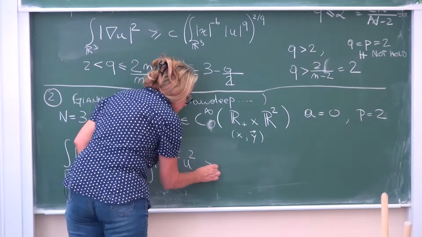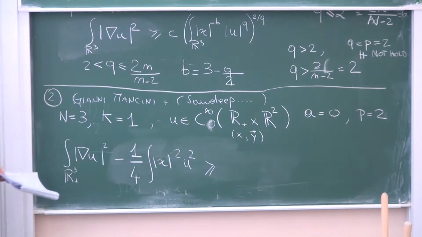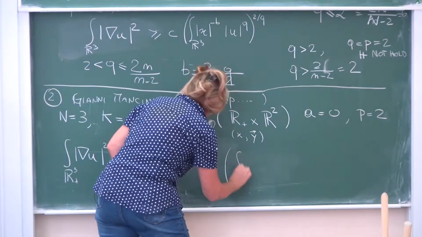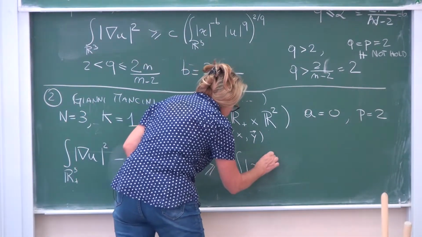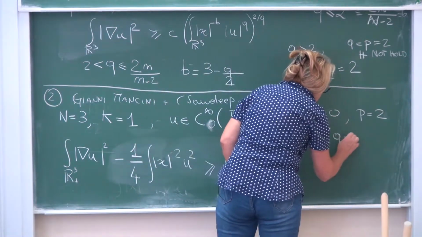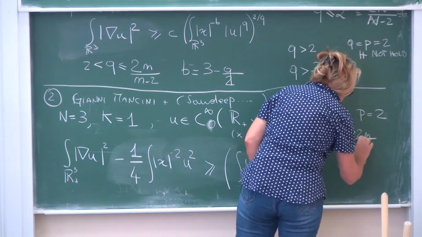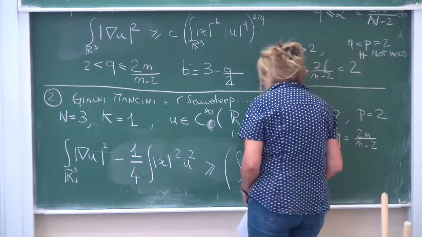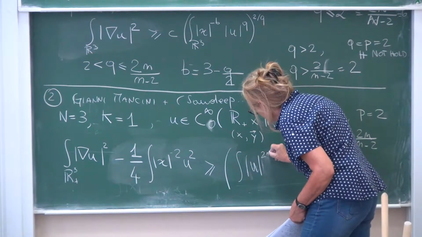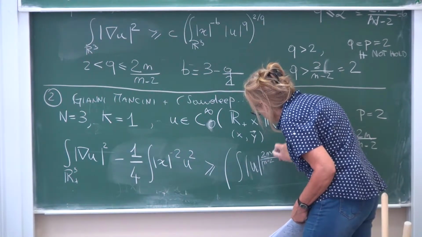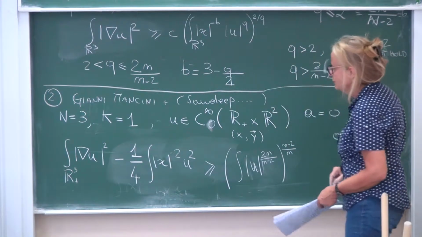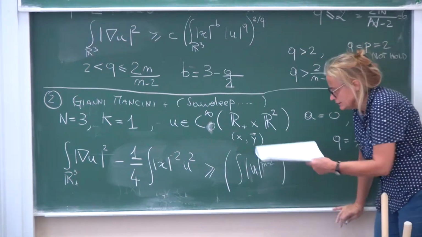And by a trick I mentioned in the first lecture, it turns out that this is greater or equal than the integral of x. Well, let me take also q equal to 2n over n minus 2, so the critical Sobolev exponent. So how to connect this and this?